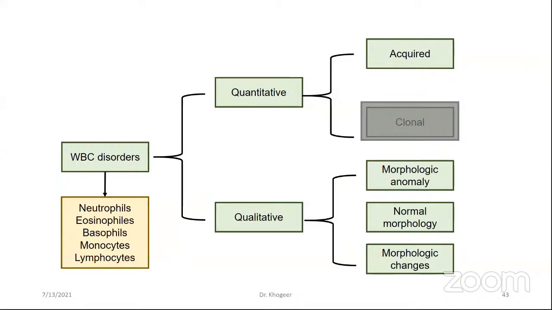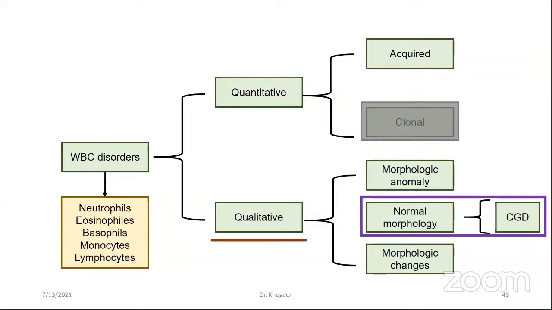But before that, for qualitative abnormality with normal morphology but with a functional defect, the best example to mention is chronic granulomatous disease, which is caused by a mutation in the NADPH oxidase gene, which leads to failure of the neutrophil respiratory burst following phagocytosis.